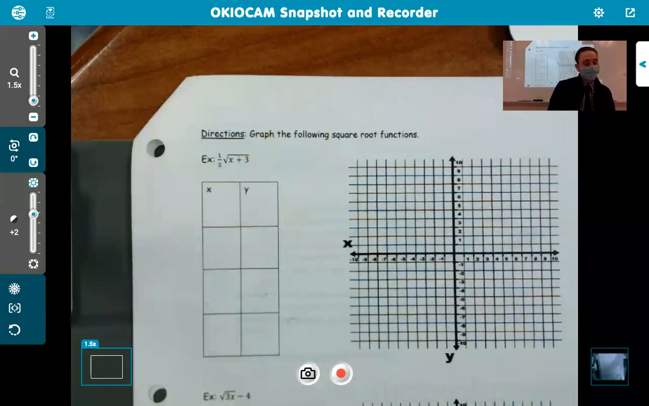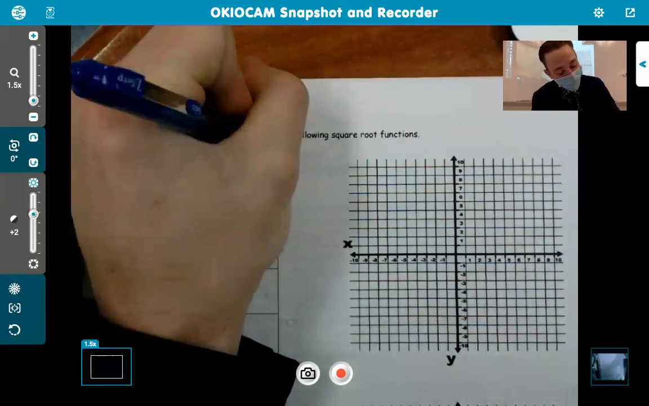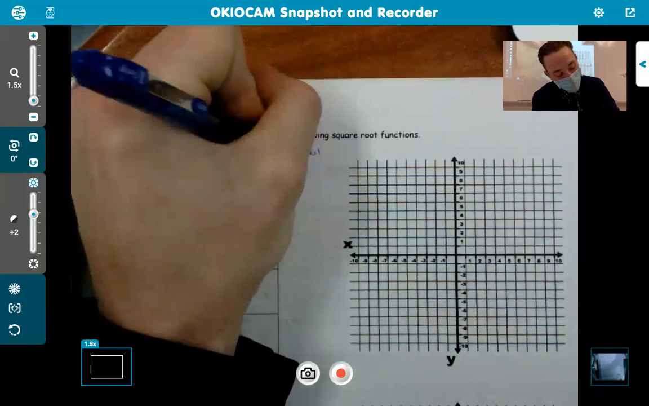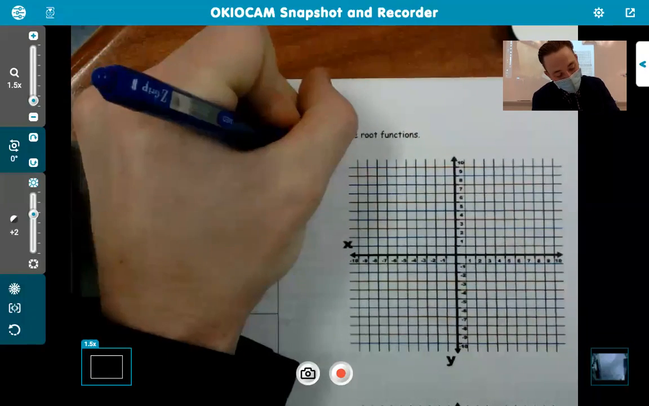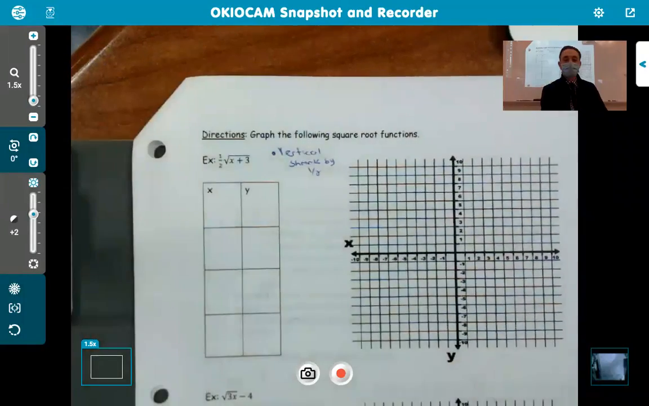All right. So yes, vertically shrink, and it's by 1/2. All right.